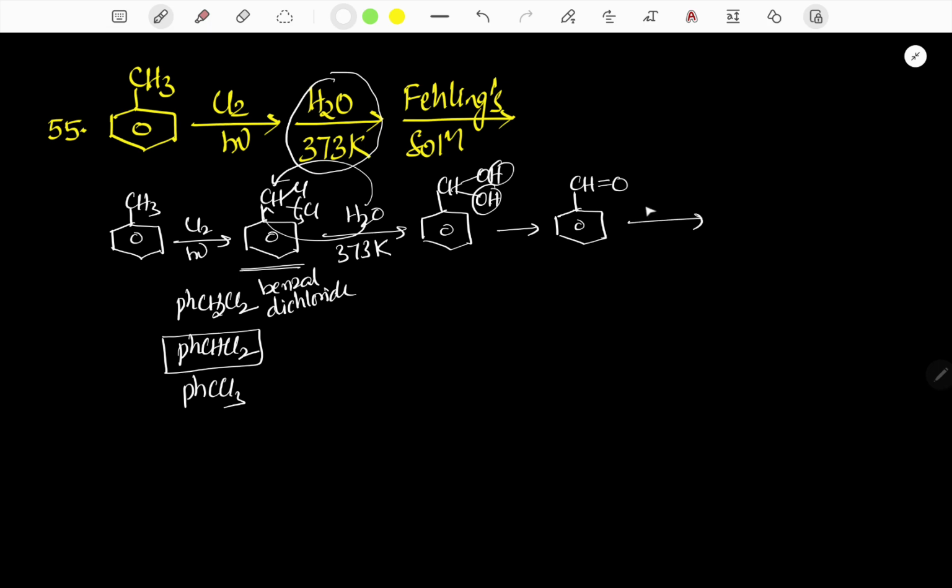Now the final product is treated with Fehling's. Fehling's is CuSO4. The second one, sodium potassium tartrate, also known as Rochelle salt, in the presence of NaOH.